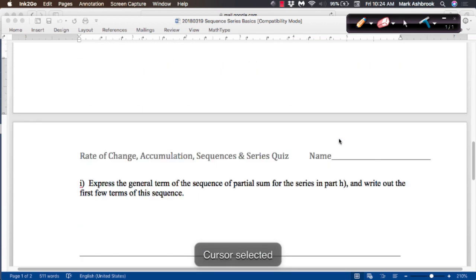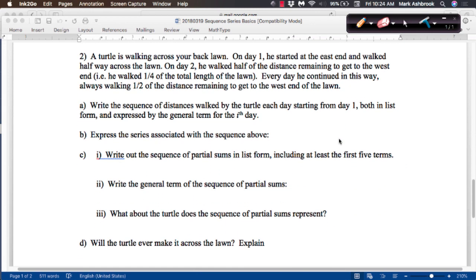All right, so flip over and let's look at number 2. Let's read it together so we make sure. A turtle is walking across your back lawn. Everyone has a turtle walking across their back lawn. On day 1, he starts at the east end and walks halfway across. On day 2, he walks half the distance remaining to get to the west end. In other words, he walked 1/4 of the total length. Every day he continues this way, always walking 1/2 of the distance remaining to get to the west end of the lawn. Is the setup clear? Read through and answer these questions. See if you can do these in 3 or 4 minutes.